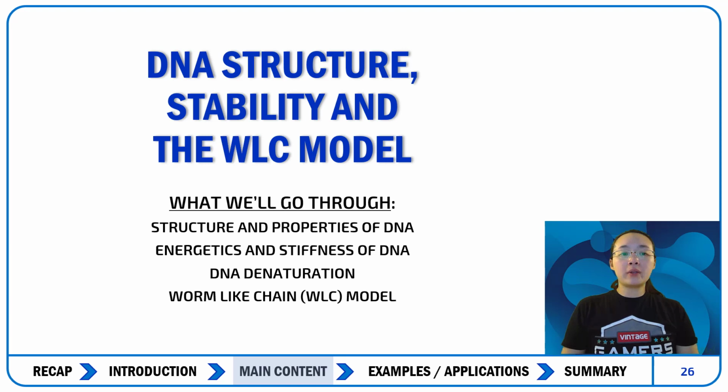So let's start with DNA structure stability and something called the worm-like chain model. The most important thing when it comes to modeling DNA is understanding its structure and its stability. So we're going to have to go through some of its structural properties, as well as some of the energetics of DNA, including its stiffness. And then that's when we can move on to defining the worm-like chain model.